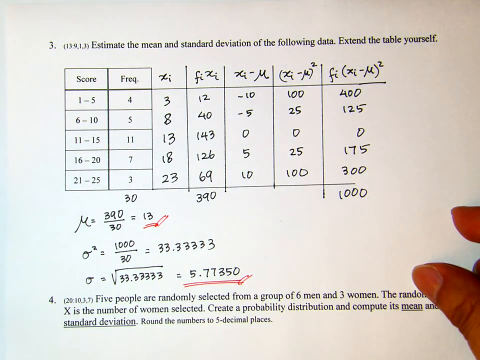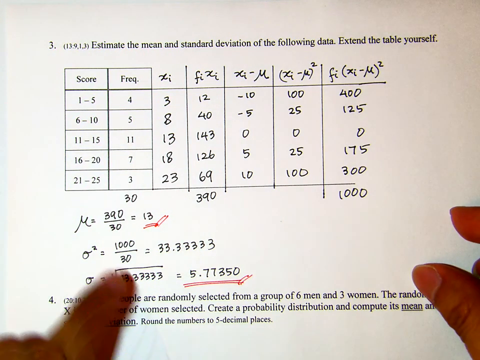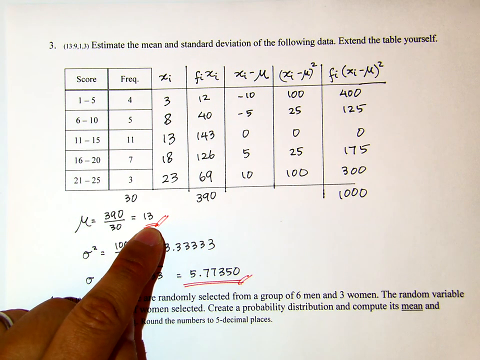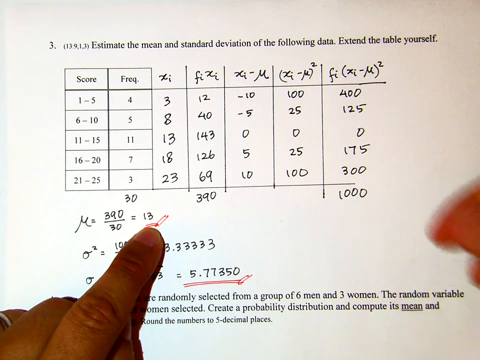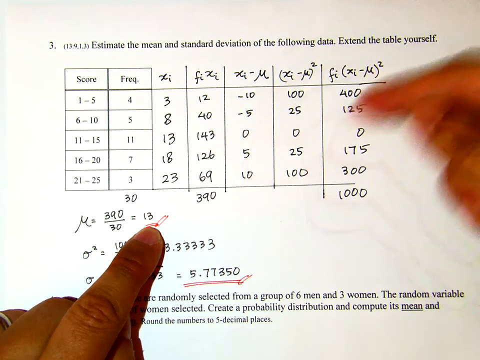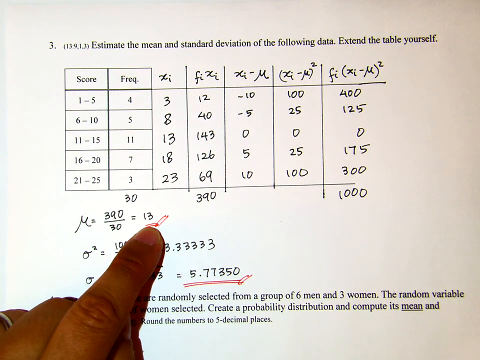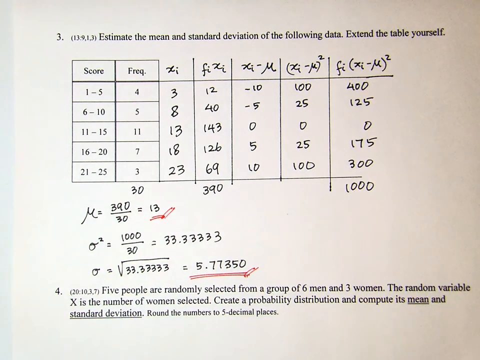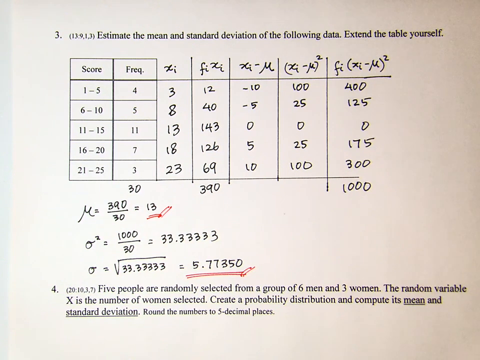Now, if you happen to have the mu be an ugly number, remember that you need to round it to 5 decimal places. Always, if you need to do rounding, 5 decimal places. Okay, that's for 2011 Math 21 Test 3 number 3.